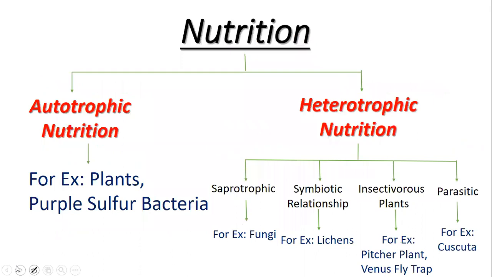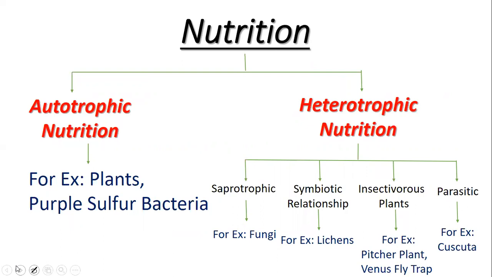So nutrition is in two modes, autotrophic mode and heterotrophic mode of nutrition. Autotrophic mode of nutrition is when an organism prepares its own food. It is termed autotrophic nutrition and the organism is called an autotroph. For example, plants and purple sulfur bacteria.